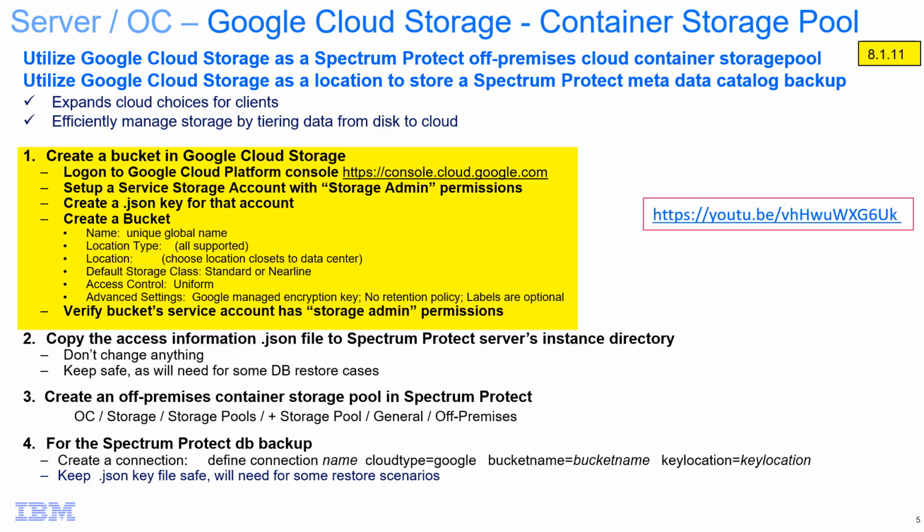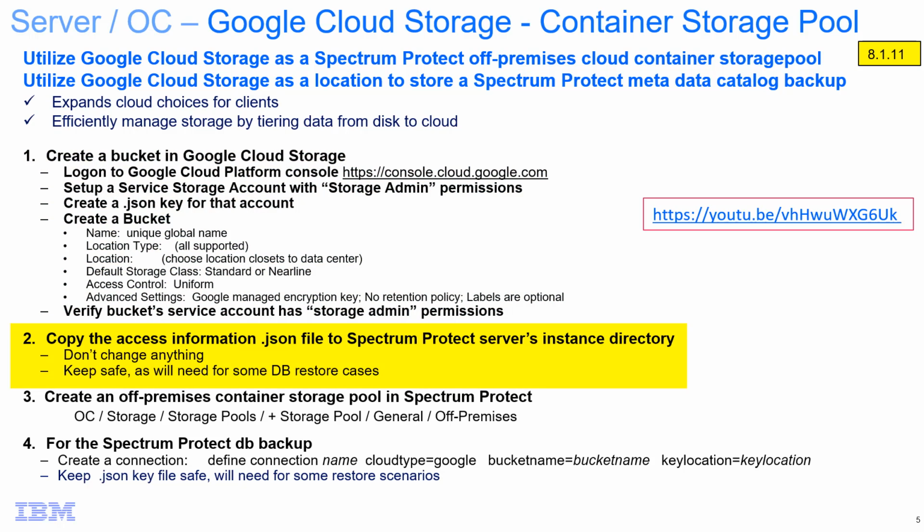The setup for Google Cloud Storage is very similar to any of our other off-premise cloud providers. You're going to create a bucket in Google Cloud Storage, so you have to first log on to the Google Cloud Platform console, set up a service storage account with storage admin permissions, create a JSON key, and then create a bucket. And then you need to verify that the bucket service account has that storage admin permissions. That's very critical.